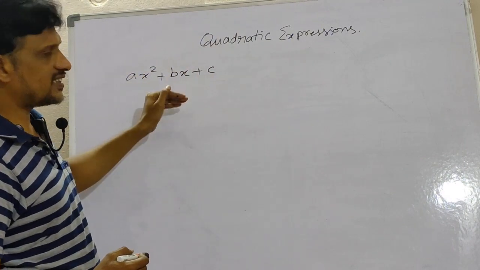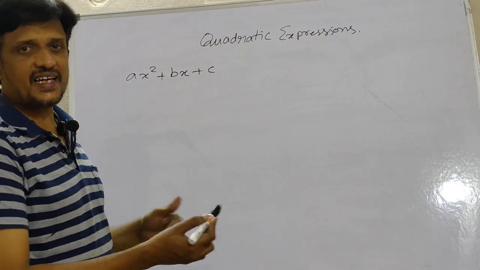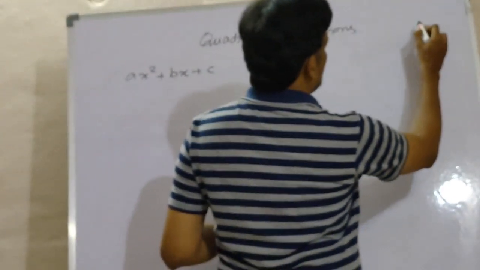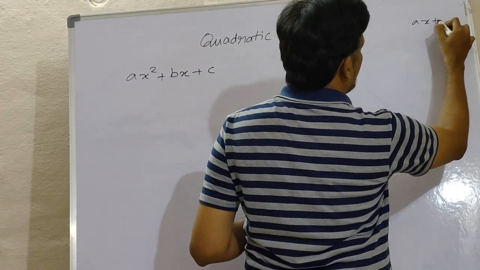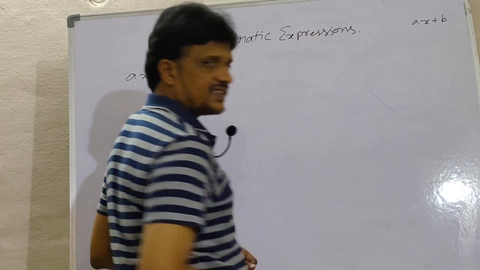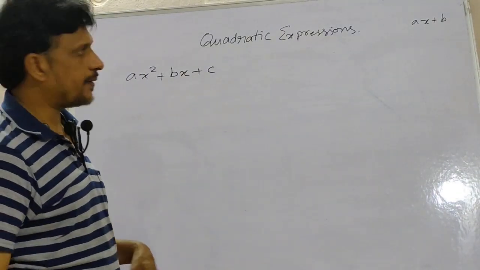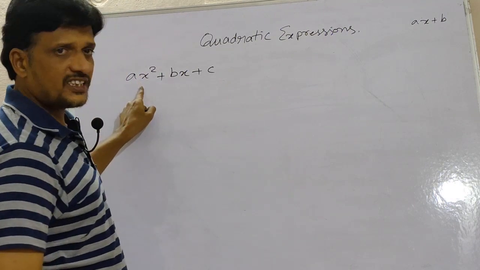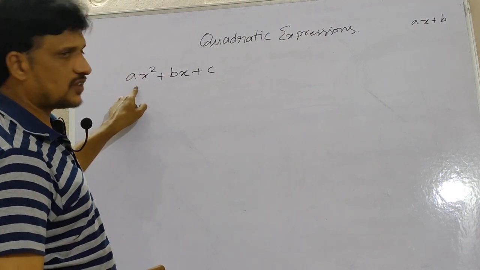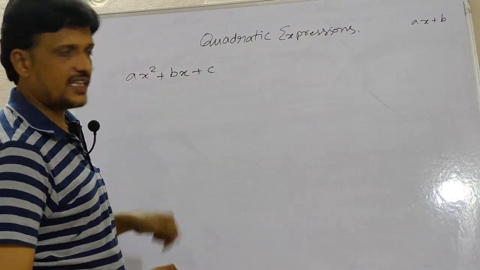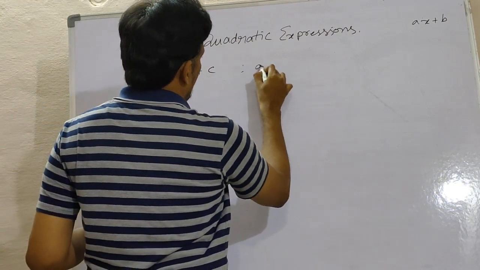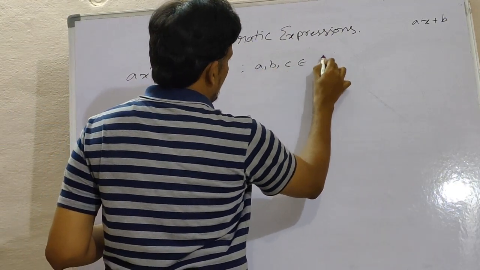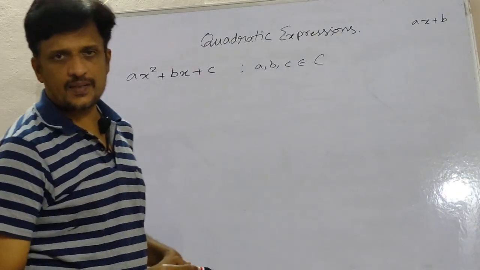Before going to discuss this quadratic expression, what is a linear expression? Linear means which is in the form of ax plus or minus b. Ax either plus b or minus b. Okay, that is linear. So quadratic means the expression of the form ax square plus bx plus c, where a, b, c are real or complex numbers.